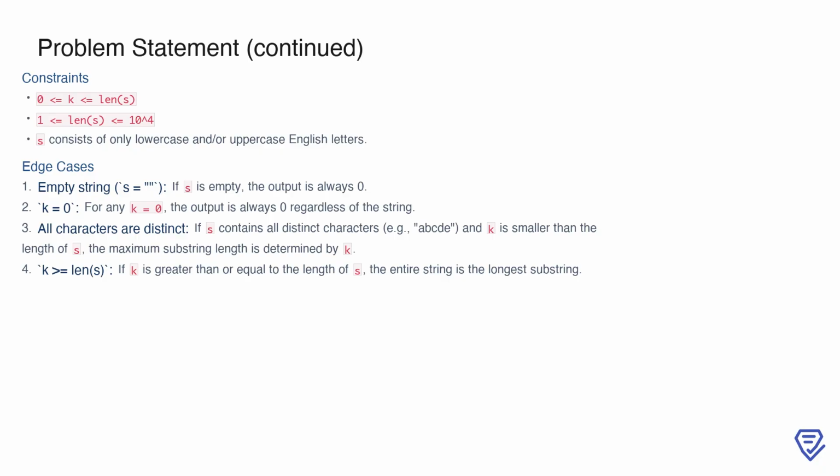If all characters in S are distinct, the maximum substring length will depend on k. For example, in "ABCDE", if k is smaller than the length of the string, the result will be limited by k. Conversely, if k is greater than or equal to the length of the string, the entire string becomes the longest substring. These edge cases are important to keep in mind while solving the problem.